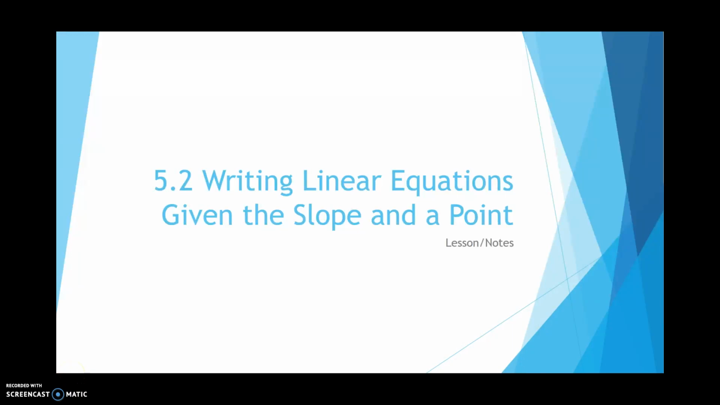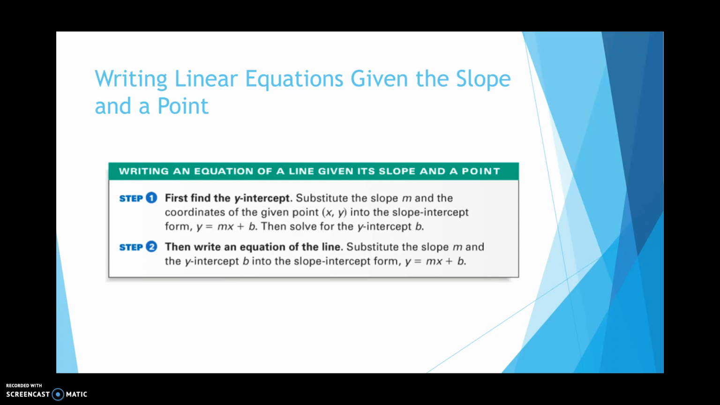Hi students, this section is 5.2, writing linear equations given the slope and a point. So there are some steps involved when you're writing an equation given the slope and a point. The first step is you are going to be finding the y-intercept.